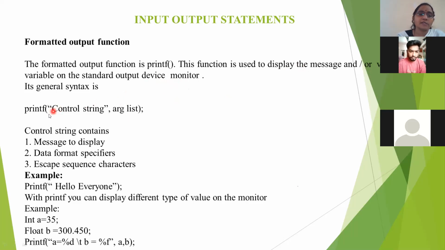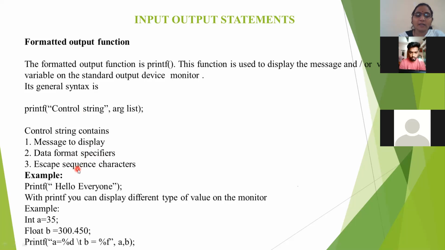What is the general syntax? The general syntax of printf is: printf, control string included in double quotation marks, then separated by a comma, the argument list. Here the control string contains the message to display, meaning what you want to display should be included in double quotation marks as a control string. Second is the data format specifiers. If required, meaning if you want to display the value of a particular variable along with some text, then you have to use the message along with data format specifiers.